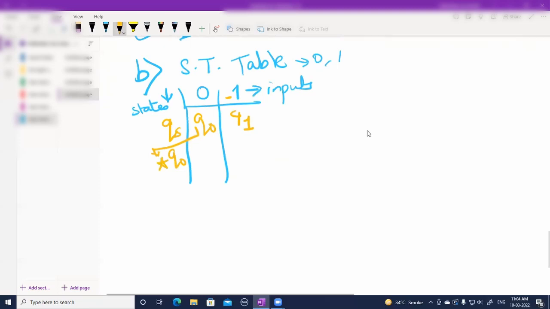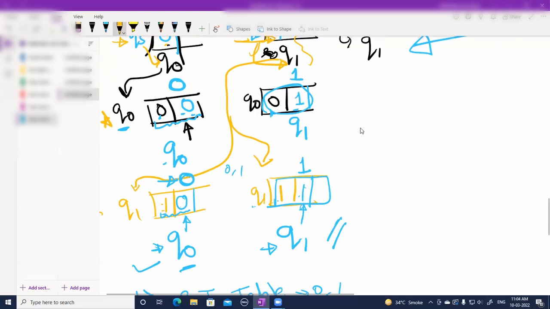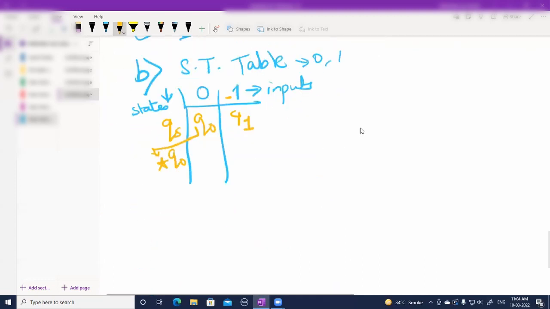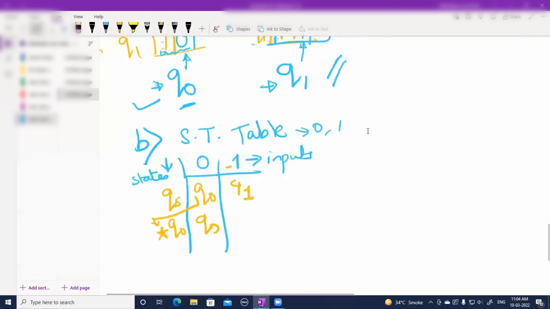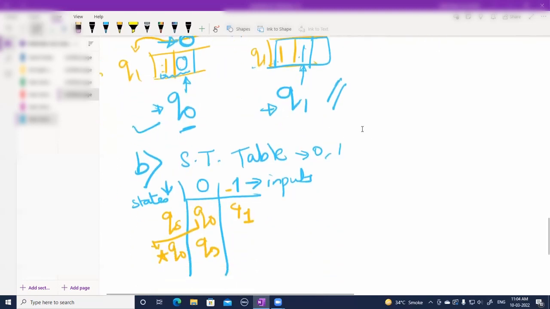Now we have to consider Q0 on 0. Q0 on 0 goes to the Q0 state. Now Q0 on 1, where is it going? This is your current state Q0 on 1, it is reaching the Q1 state. So we will write Q1 here.